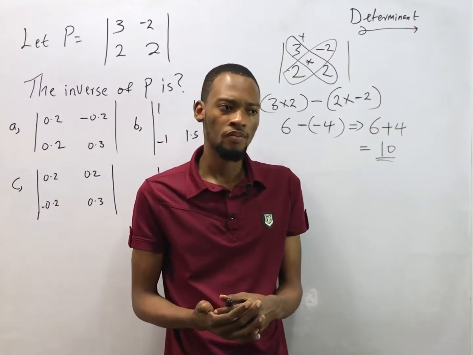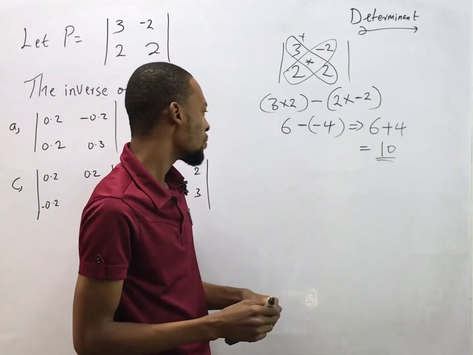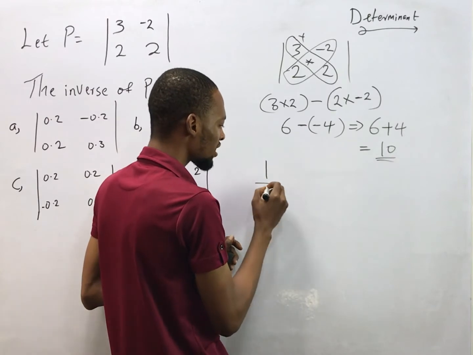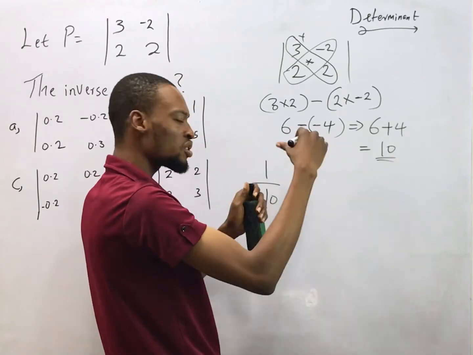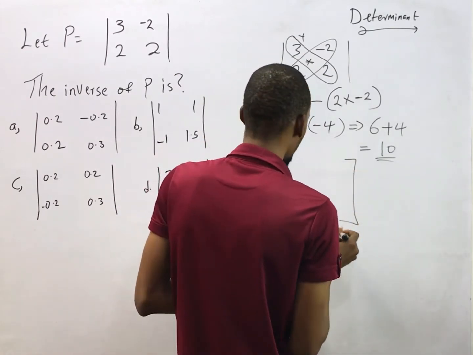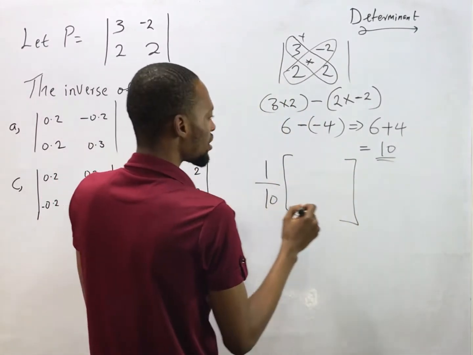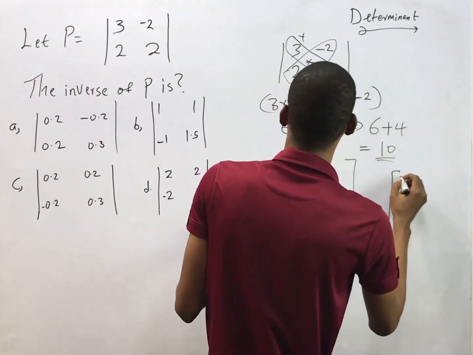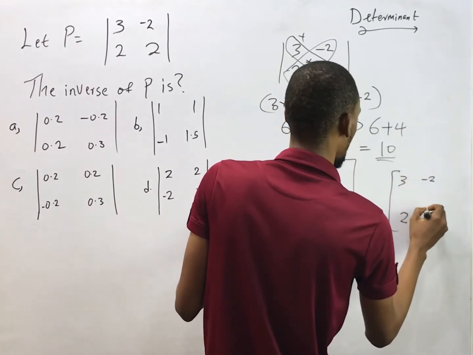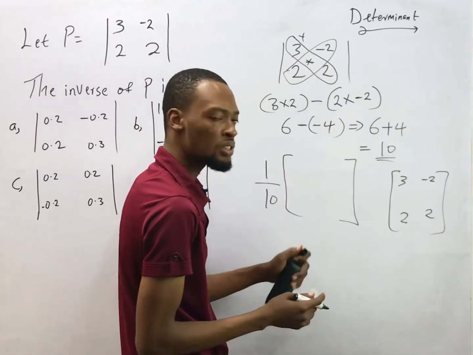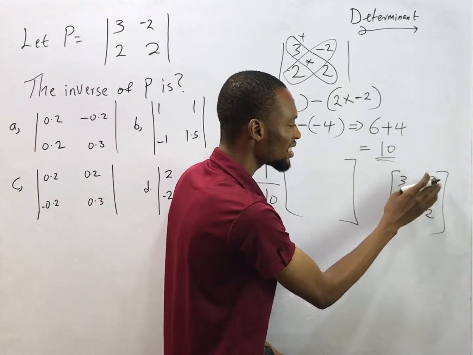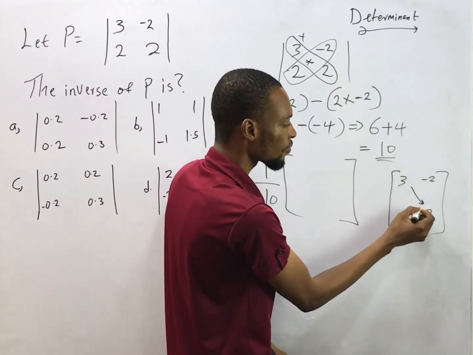This is the next thing we do. You divide the matrix by the determinant by saying 1 over 10. That means you are dividing the matrix by the determinant. Then you bring out the matrix. In this matrix, look at how it is arranged: 3, 2, minus 2, and 2. This is what you do. This is here, this is here, this is here, this is here. Flip here.